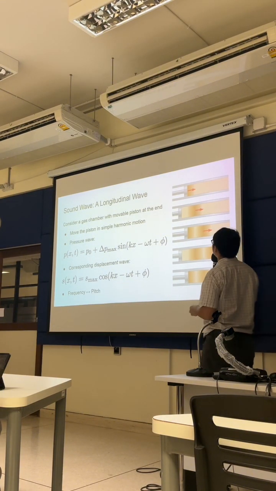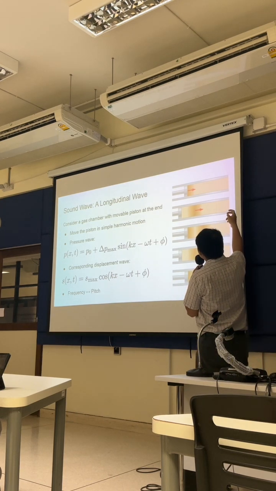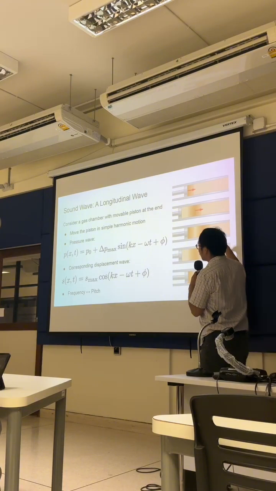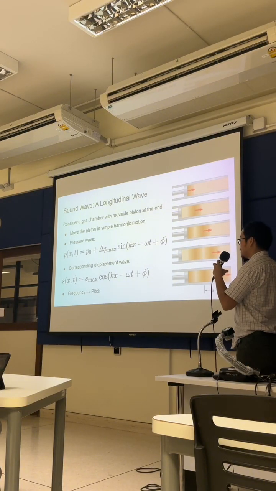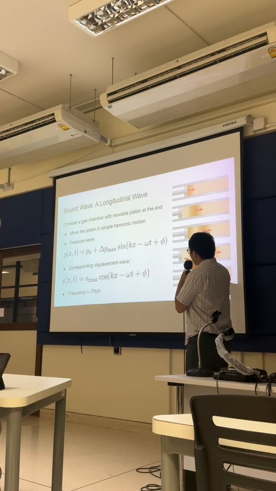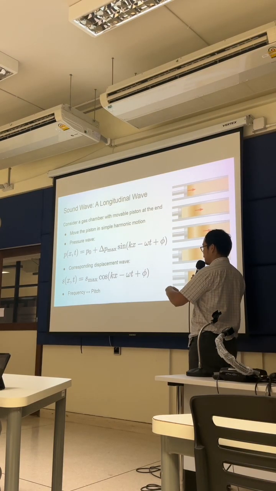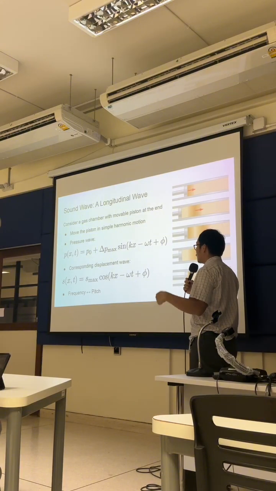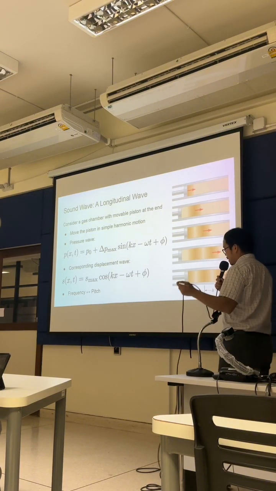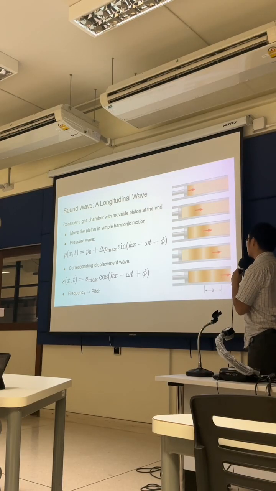Now, this is actually a very simple model of a sound wave. So we start off with a gas chamber. So it is just a piston filled by some gas, right? And at one end we can freely move it up or down, right? We can compress it in, we can pull it out, right? And so essentially we are changing the volume of the container.